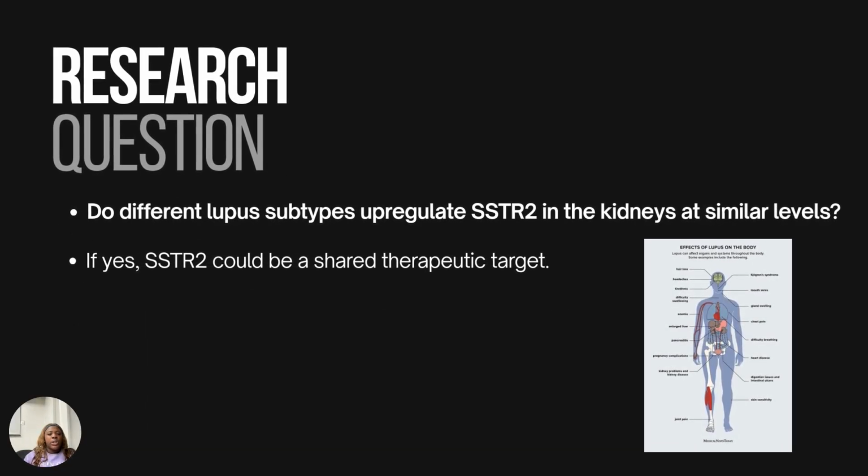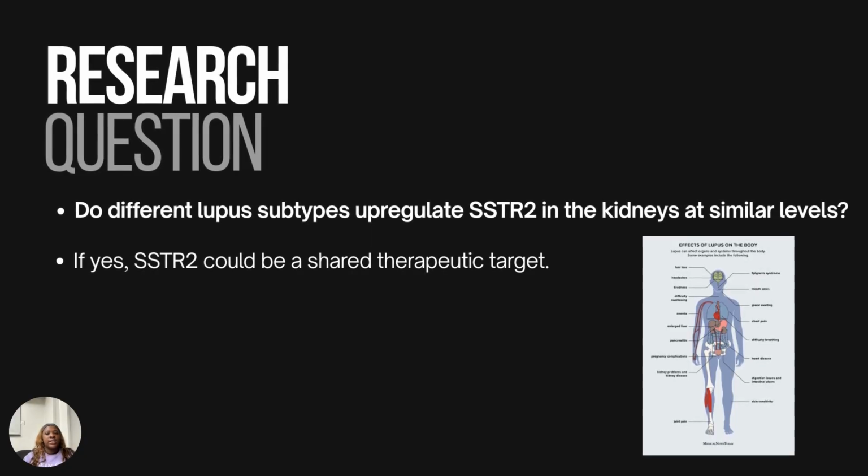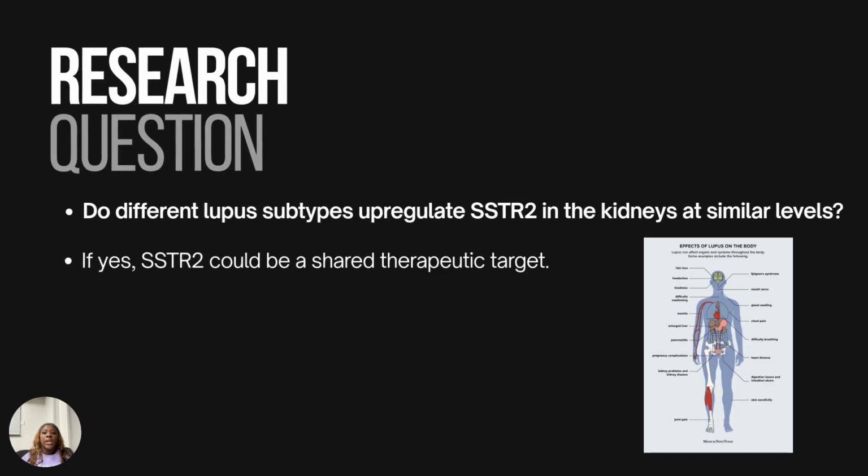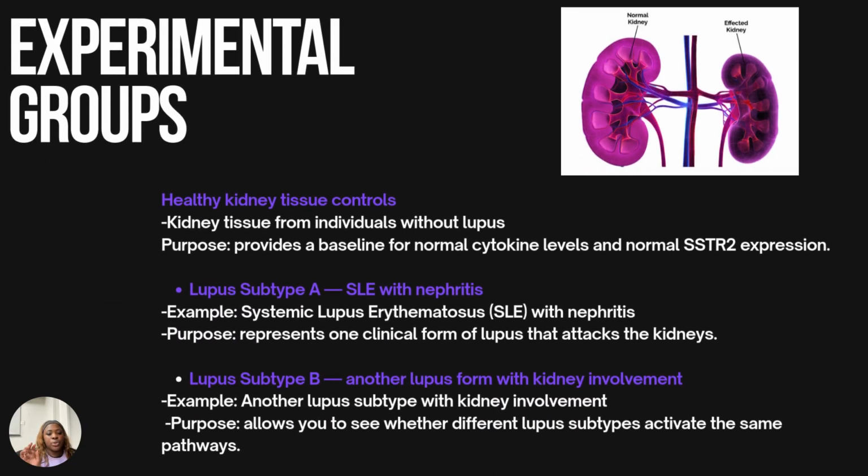So our research question asks whether SSTR2 is activated the same way in kidney tissues across different lupus subtypes. If yes, SSTR2 could be a shared therapeutic target, but if no, then that's another question we have as well. So basically, do different lupus subtypes upregulate SSTR2 in the kidneys at similar levels? And we have a little picture here on how lupus affects different parts of your body. You can get mouth sores, chest pain, just different things like that. So this is my research question.